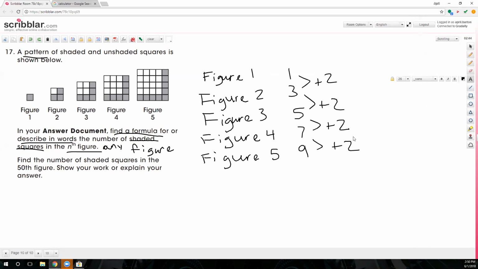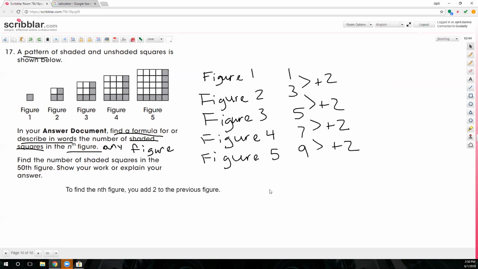So you could write a sentence something like this. To find the nth figure, you add 2 to the previous figure. That should be one acceptable way to write your answer. Any other things you notice about this?